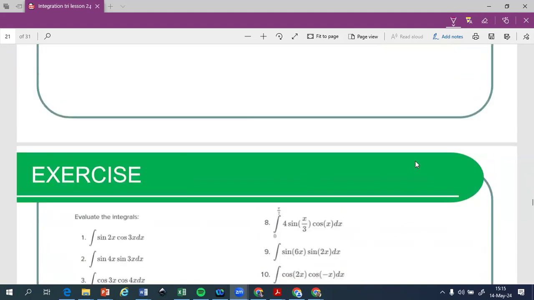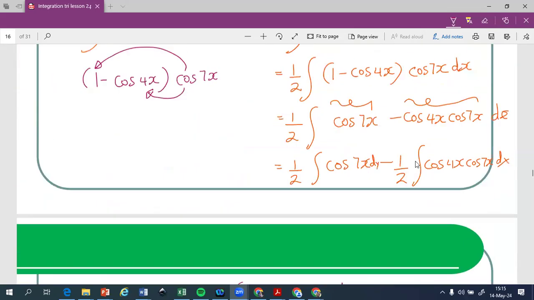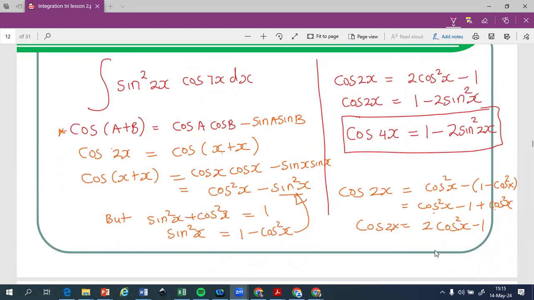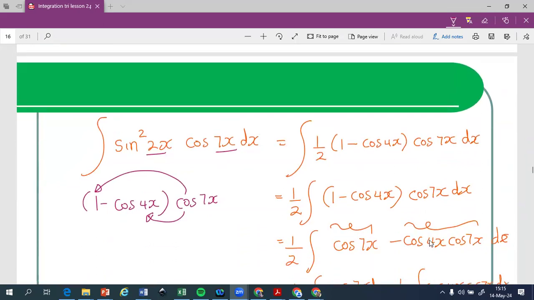Excuse me, Mr. Kazu. I had a question. Could you please go back to the start of the question? I was asking on that step after substituting for sine squared 2x, you have a half into 1 minus cos 4x, cos 7x. Can I open brackets and have a half minus a half cos 4x, cos 7x, and I integrate it in parts? Is it correct?